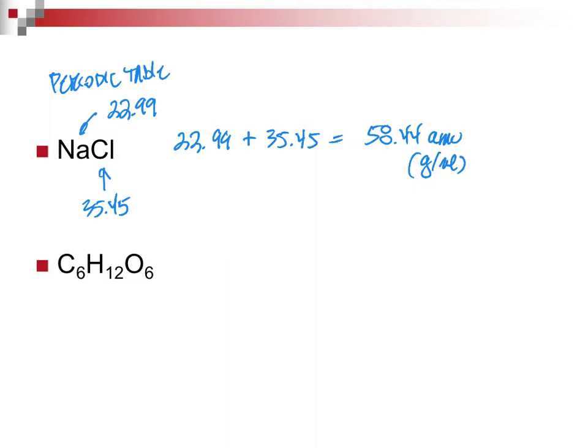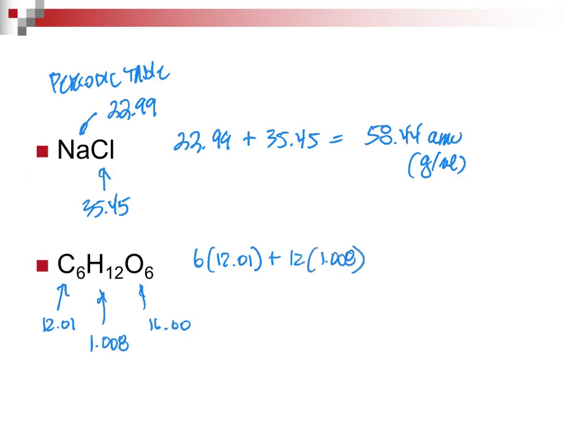If I look at my molecule, what's different? Well, the sweet sugar molecule has subscripts. Carbon on the periodic table has a mass of 12.01. Hydrogen has a mass of 1.008. And the element oxygen has a mass of 16.00. All I'm going to have to do here is take into account the number of atoms. 6 times 12.01 for carbon, 12 times 1.008 for hydrogen, and 6 times 16.00 for oxygen.